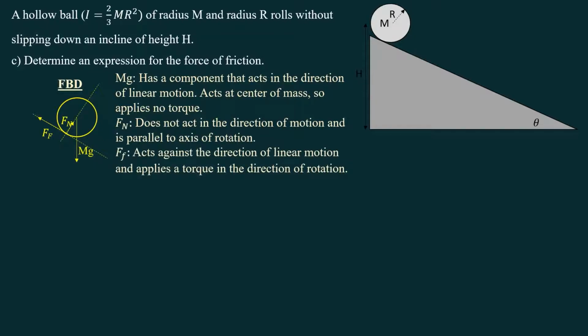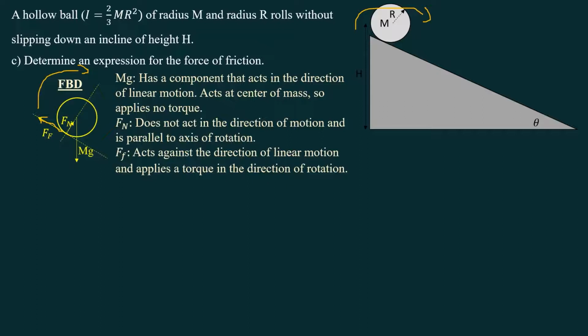And then the force of friction. The force of friction is going to do a lot. It acts uphill, so that's against the direction of motion, so it's a negative linear force. And it applies a torque in the direction of motion. So this ball is rolling downhill. Friction, which is acting tangent to the ball, is causing a torque, so it is going to turn it downhill. And it is turning downhill, so that's a positive torque.